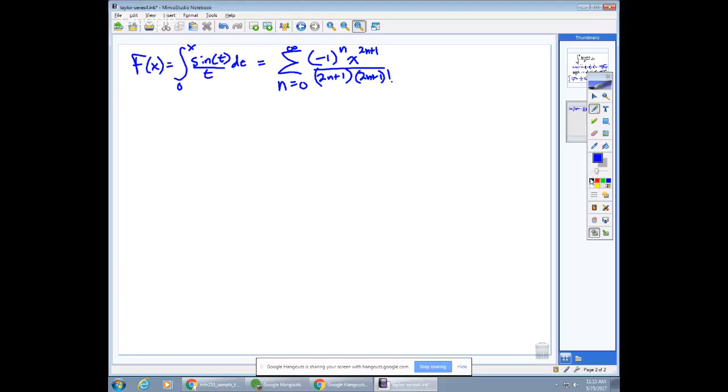So we could, for example, create a Taylor polynomial based on this infinite series. And so we could say our function is approximately equal to, let's say we're going to go up to the 5th degree Taylor polynomial. And so that would be x minus x cubed over 3 times 3 factorial plus x to the 5th over 5 times 5 factorial.